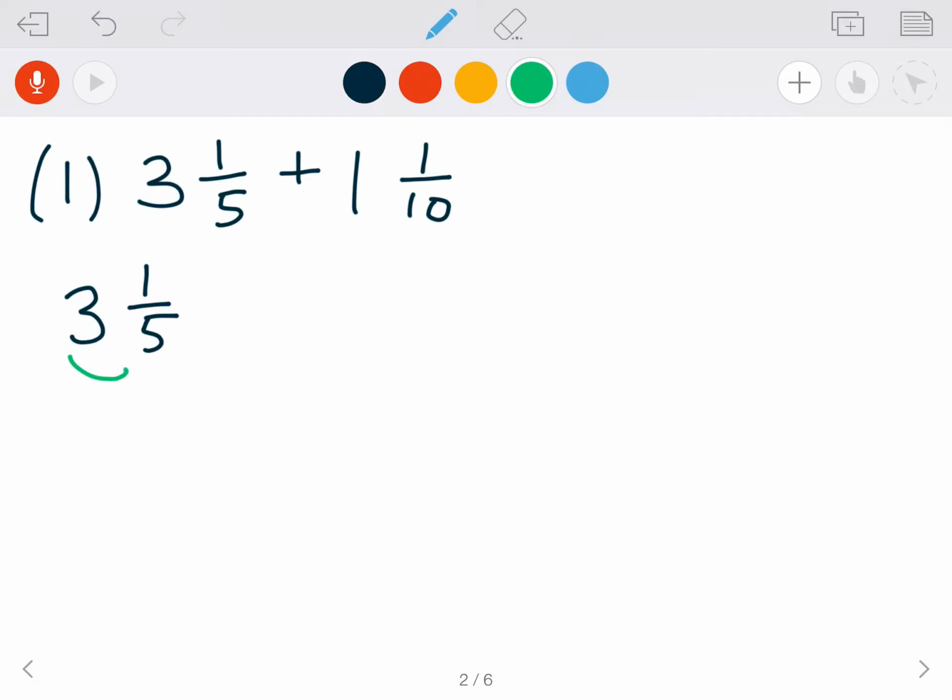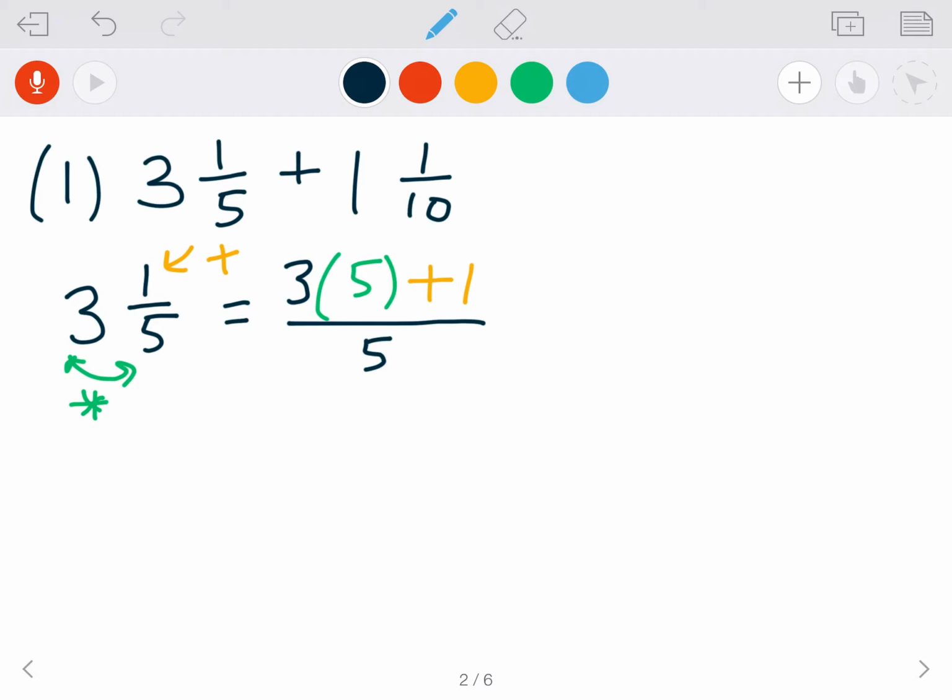So to do that, we multiply the whole number by the denominator, so 3 times 5, and then we add the numerator. So this will look like our whole number is 3, our denominator is 5, our numerator is 1, and this is all over our original denominator, which is 5.